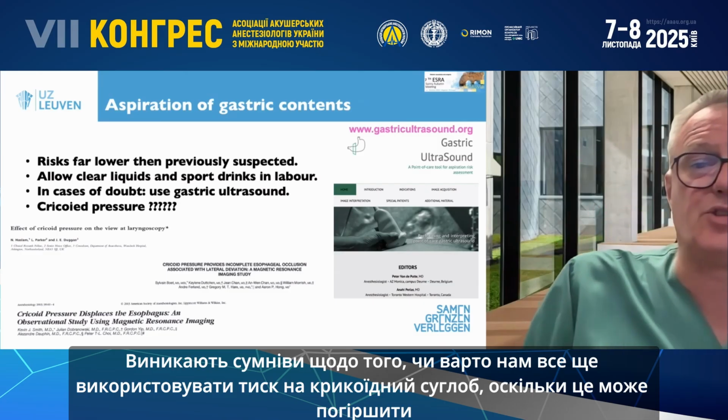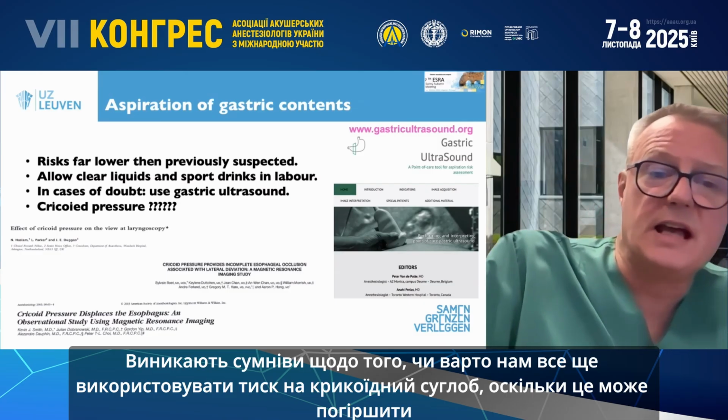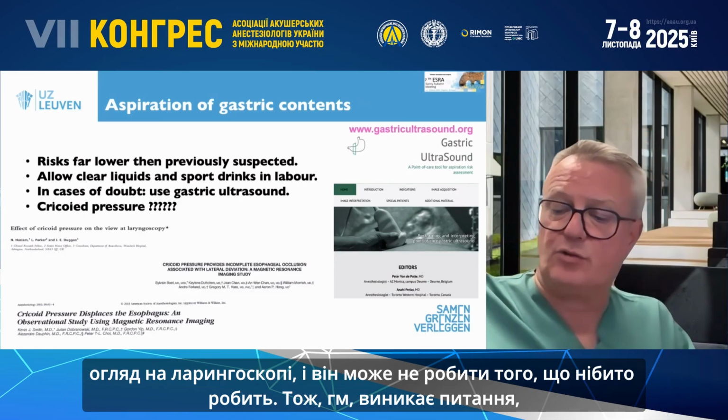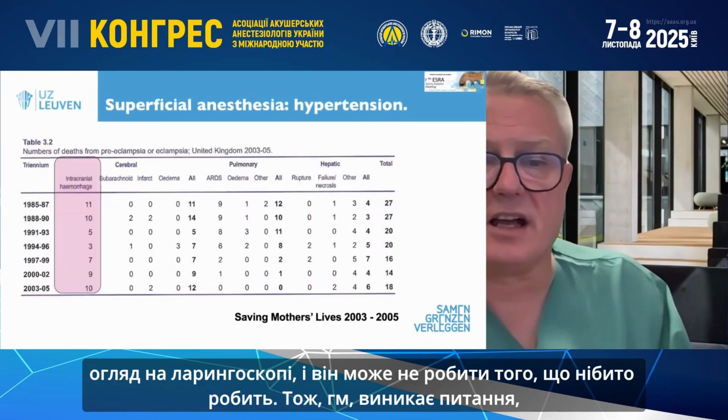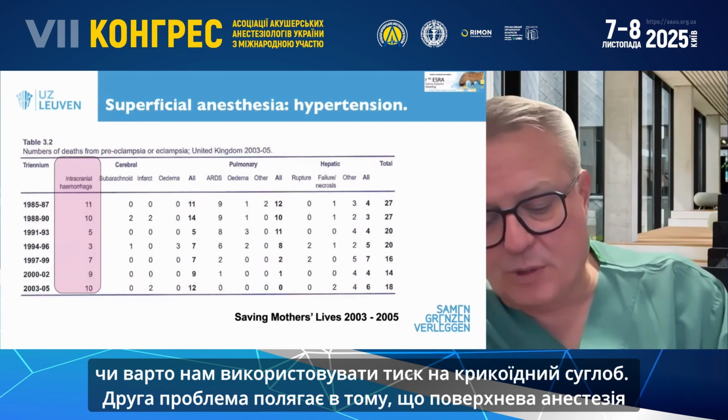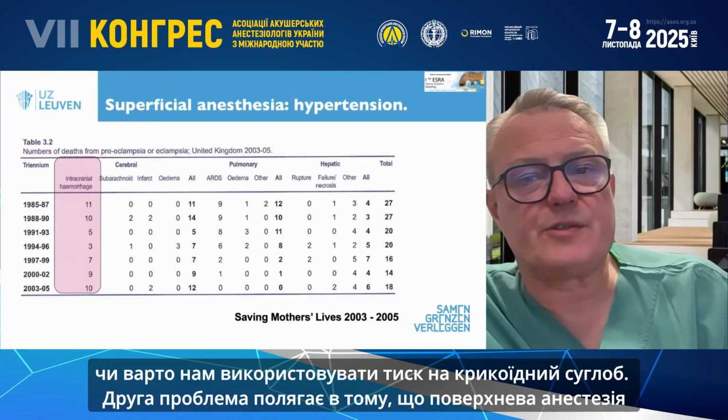It is questioned whether we should still use cricoid pressure, because it might impair the view on the laryngoscope and it might not do what it supposedly does. So there is question whether we should be using cricoid pressure.